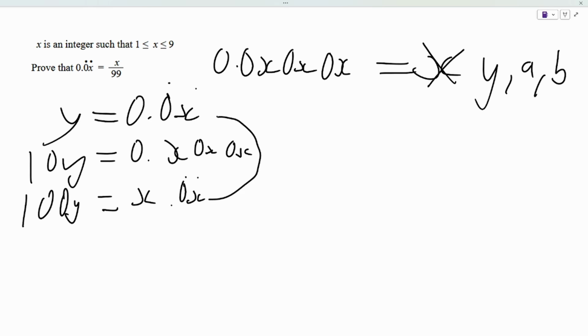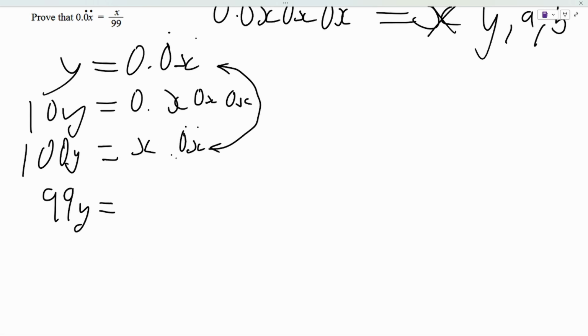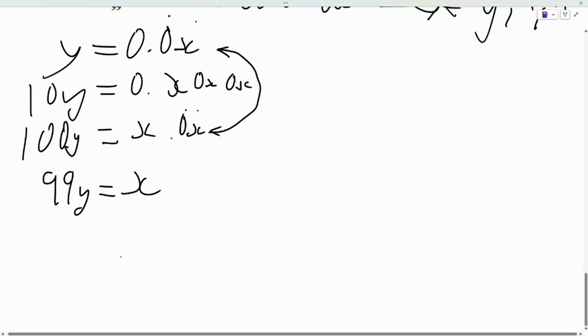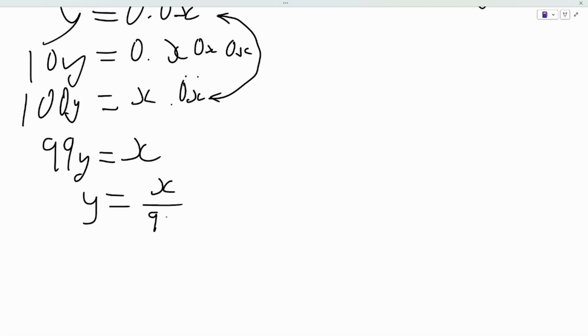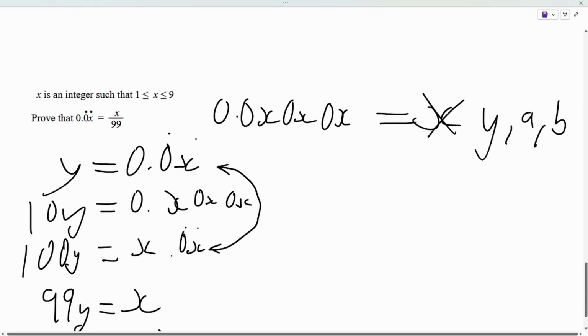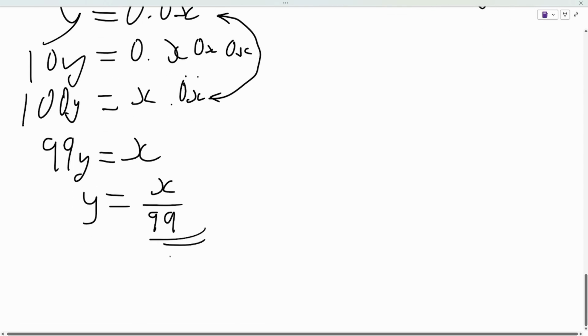And there we have it. These two here then match up. We have what we want. So if we take these away, 100y, take away y, that's 99y. x.0x, take away 0.0x, it's just going to be x. And then just a simple bit of rearranging, making y the subject, y is equal to x over 99. And if we look at what it wanted us to prove, that 0.0x recurring is equal to x over 99. And there we have it.